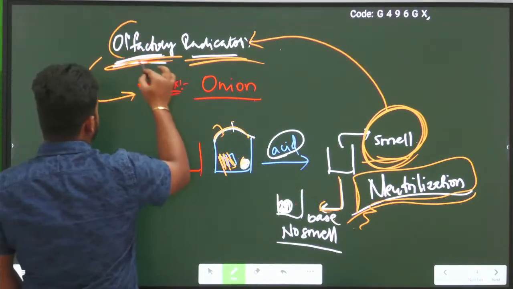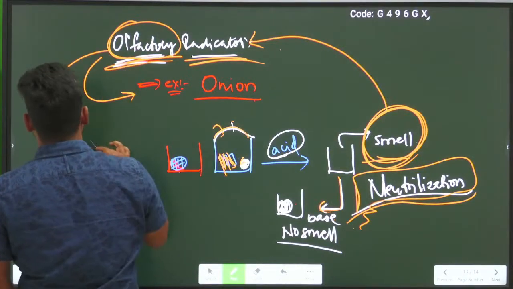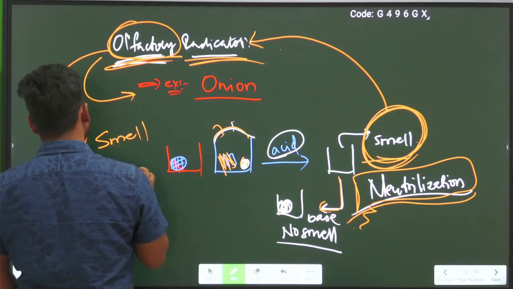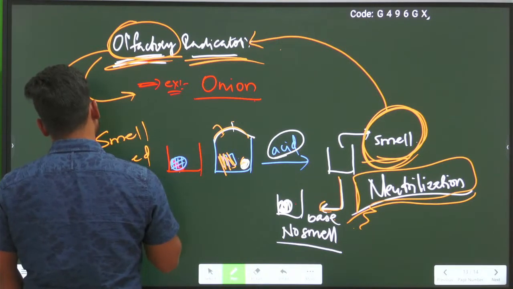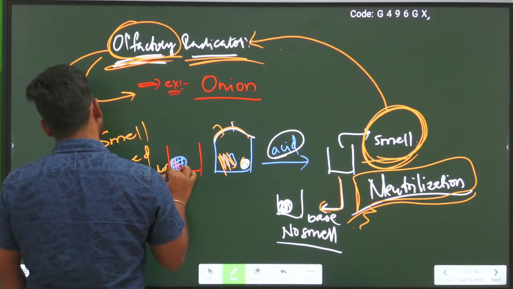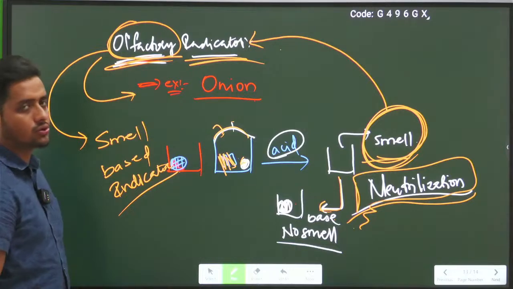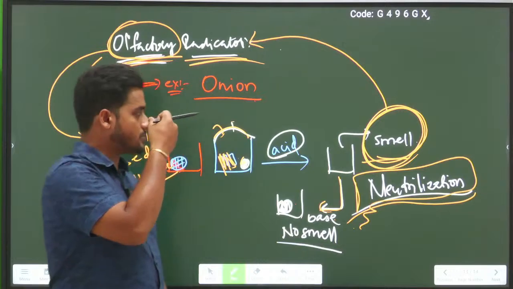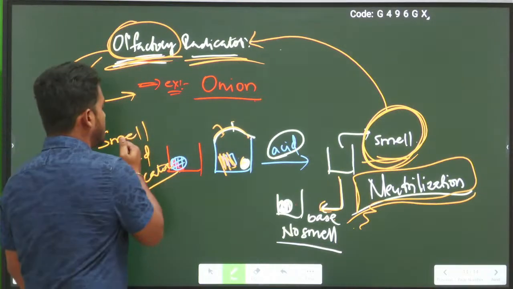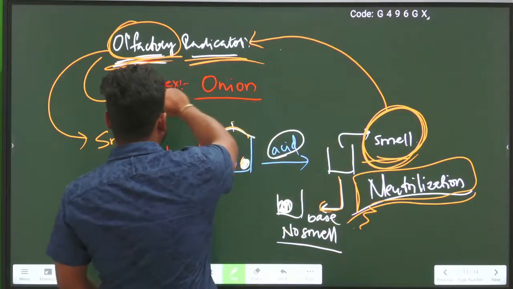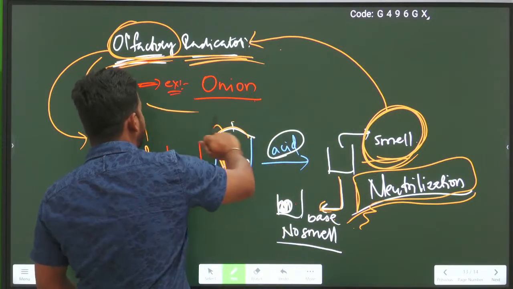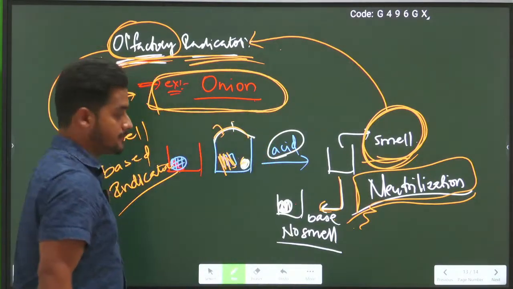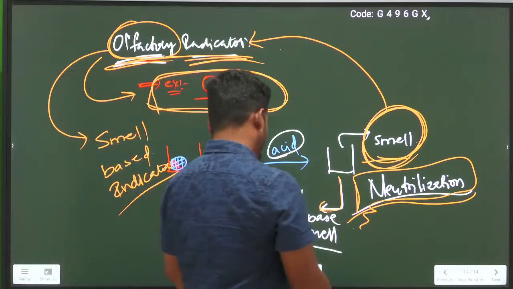So this olfactory means this is a type of smell based indicator. What can I say? Smell based indicators. So if any indicator we recognize with our nose, with the olfactory receptors present in our nose by smell, then we can call them olfactory indicators. That is nothing but, for example, you can take onion as an example. Remember this point.